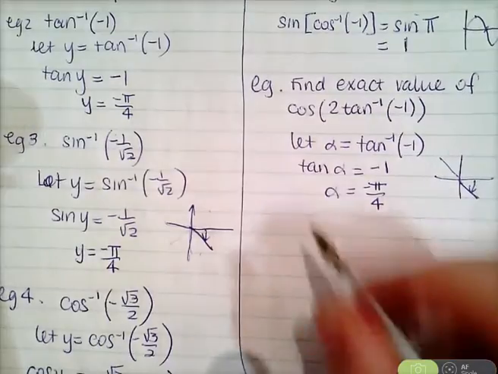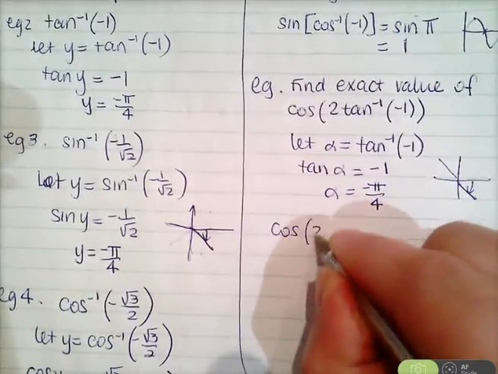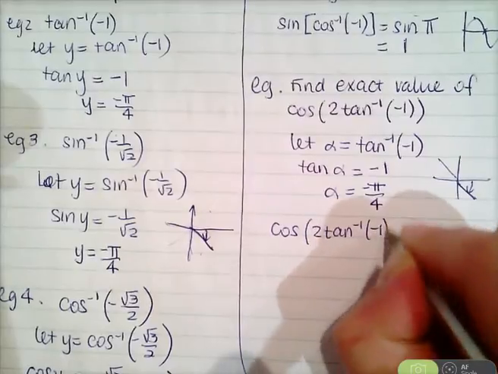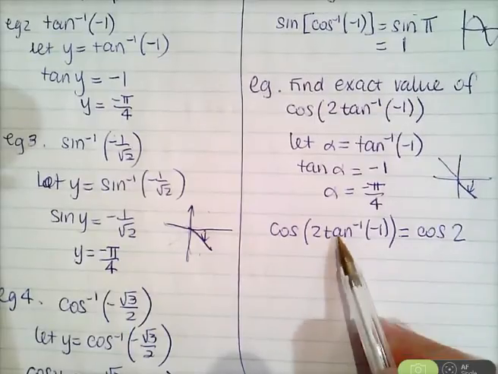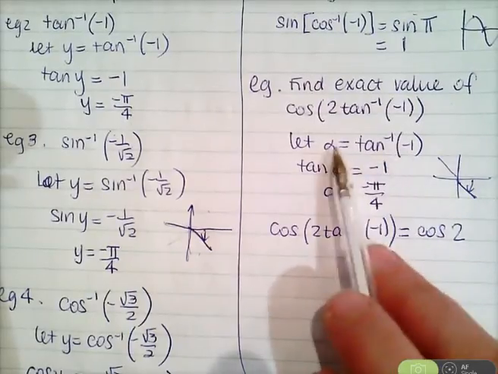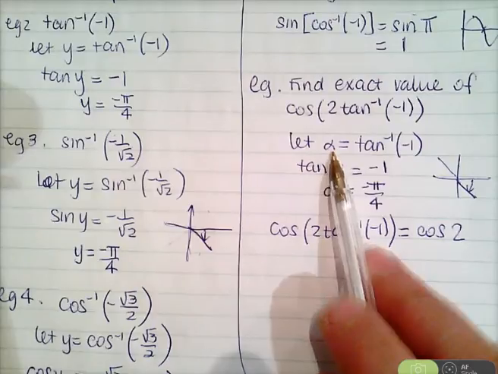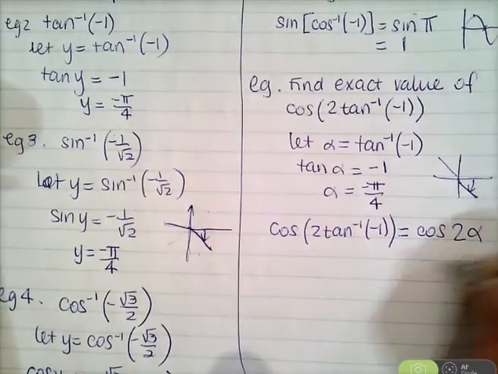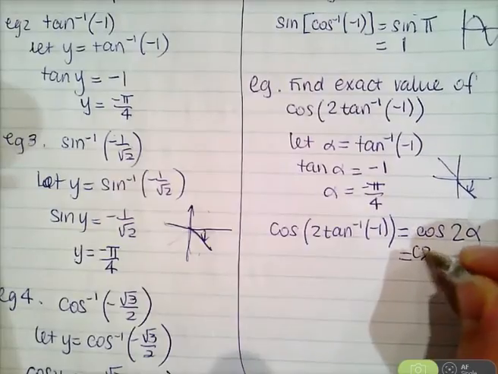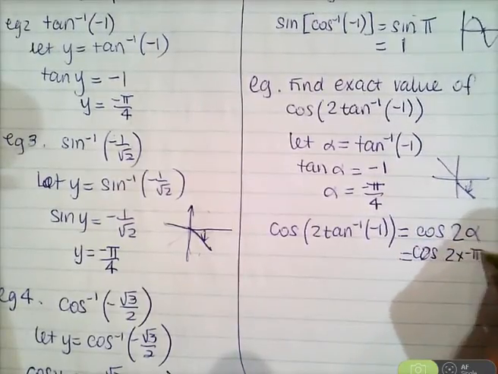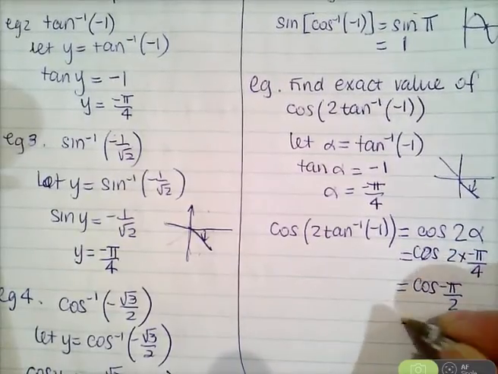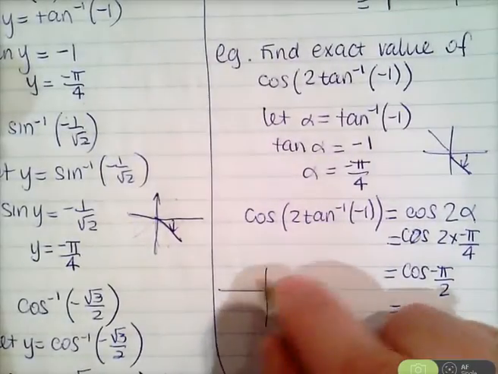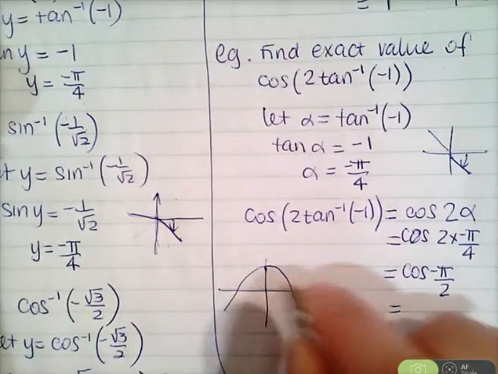So therefore my question, cos of 2 tan to the minus 1 of negative 1, now becomes cos of 2 times, now I know tan to the minus 1 of negative 1, I have let that equal alpha. Okay, so that's cos of 2 alpha, which is the cos of 2 times negative pi on 4, which is the cos of negative pi on 2. Now this is normal cos of negative pi on 2, so I can do a little sketch there. This is my cos curve.